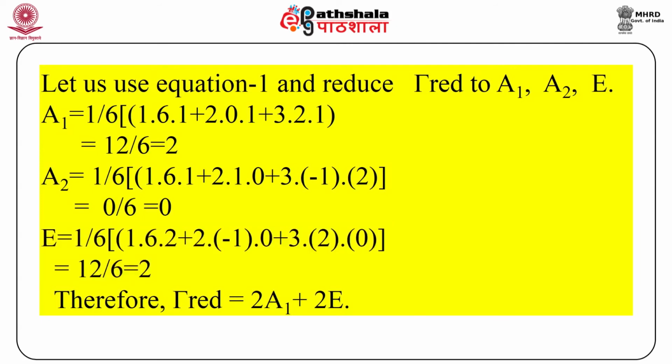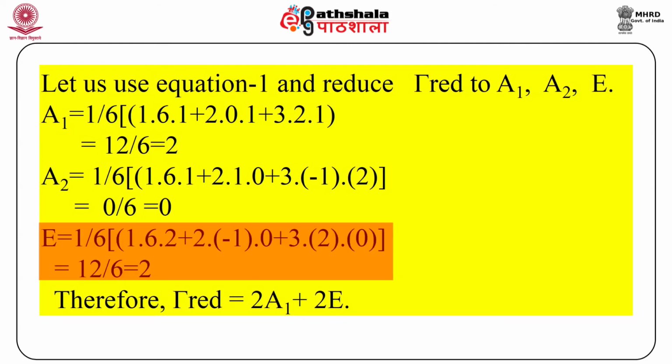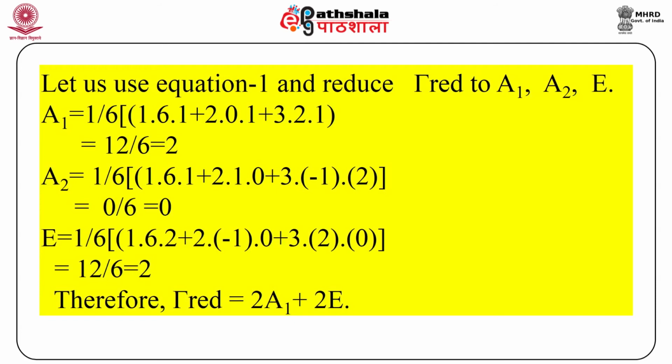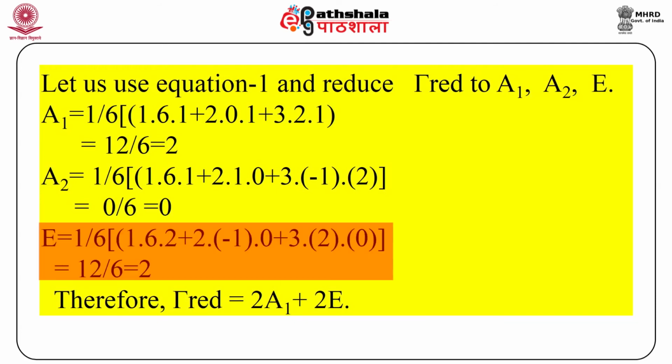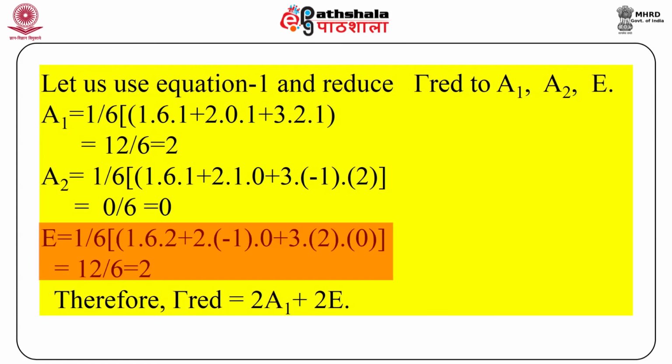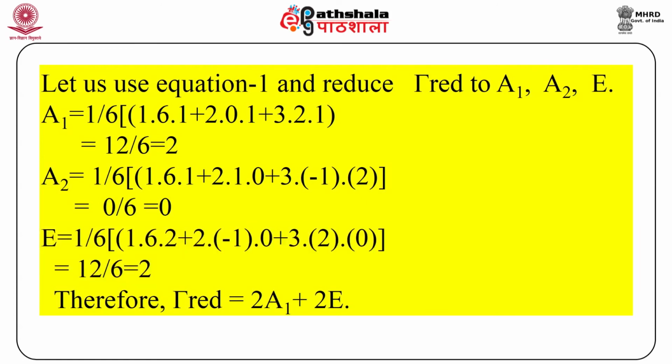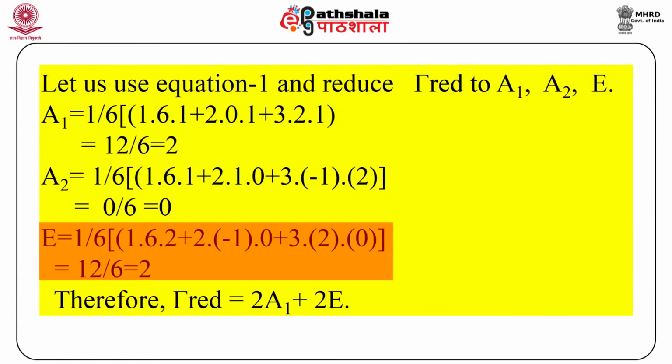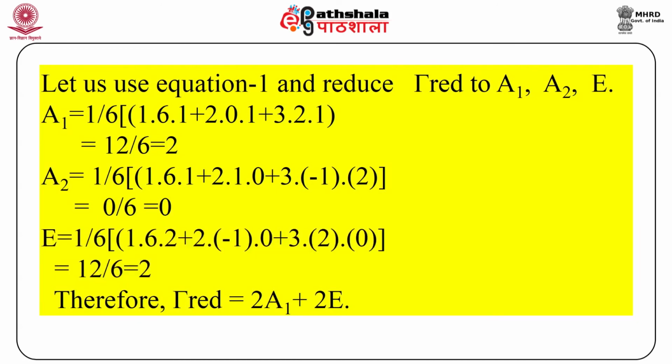E. Let us find out how many times E is there. 1 by 6 within bracket (1 into 6 into 2, plus 2 into minus 1 into 0, plus 3 into 2 into 0), that is 12 by 6, which is 2. That is, here E is present 2 times. Thus, total tau reducible is equal to 2A1 plus 2E.